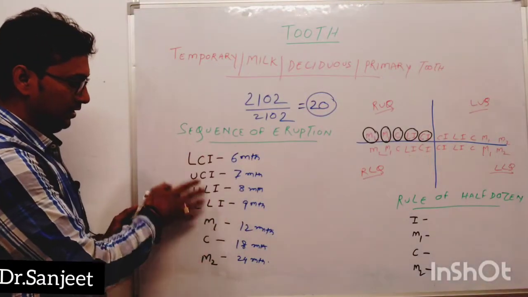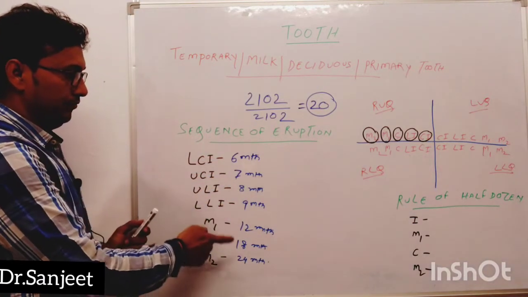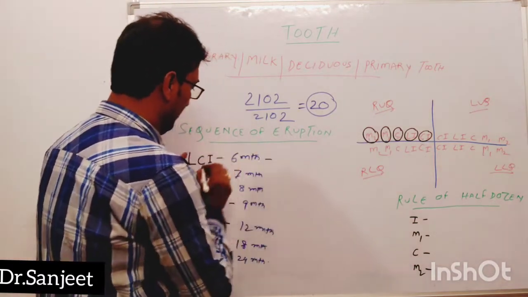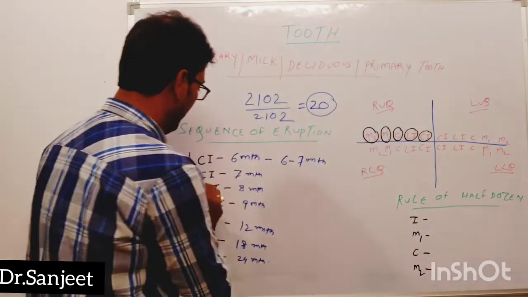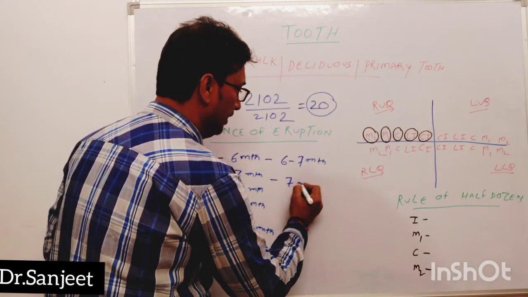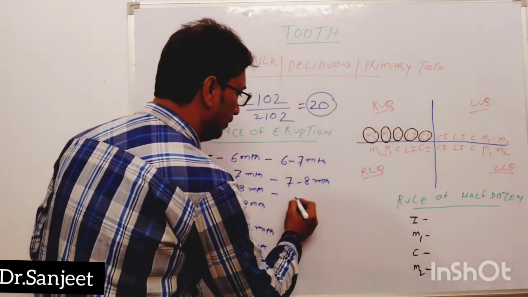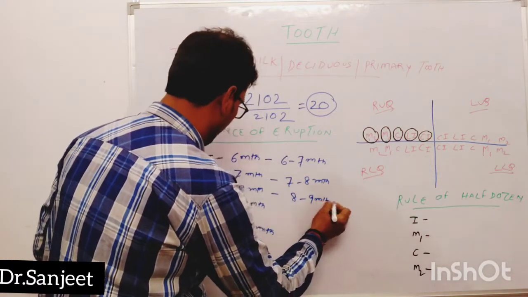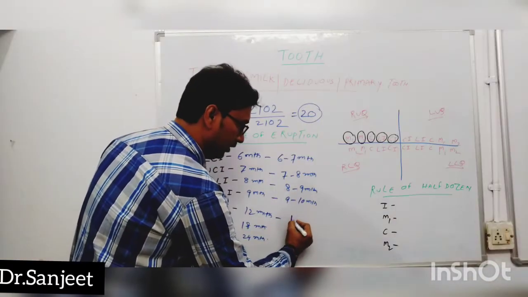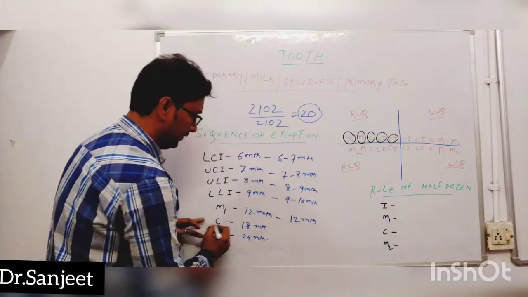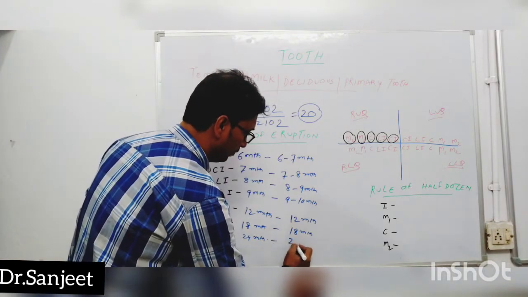How to remember this in sequence? 6 months, 7 months, 8 months, 9 months, 12 months, 18 months, 24 months. What in the viva you have to tell: lower central incisor will come in 6 to 7 months. Upper central incisor 7 to 8 months. Upper lateral incisor 8 to 9 months. Lower lateral incisor 9 to 10 months. Molar 1 12 months. Canine 18 months. Molar 2 24 months.